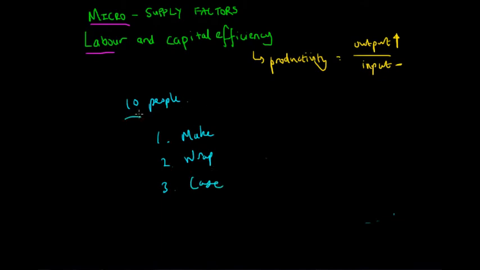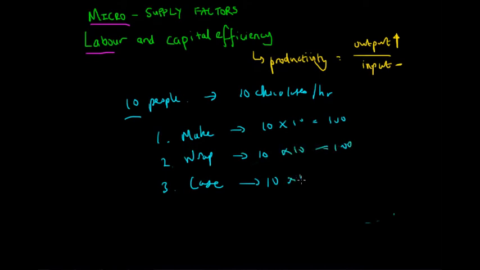What happens is that if there are 10 people now, and they can make 10 chocolates per hour, then they would make 10, wrap 10, case 10. And that would be 10 times 10, which would equal 100. So they would be able to make, wrap, and case 100 chocolates every hour. And this is greater than only the 70 that was made before. And now, as you can see, the supply has actually increased without changes in any labour resource.